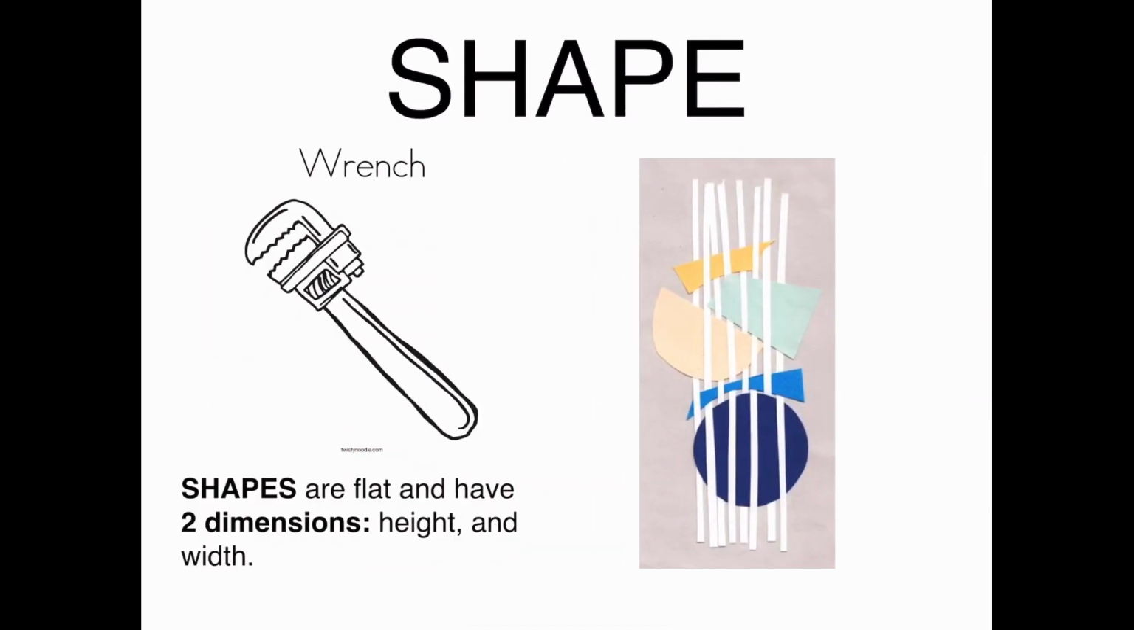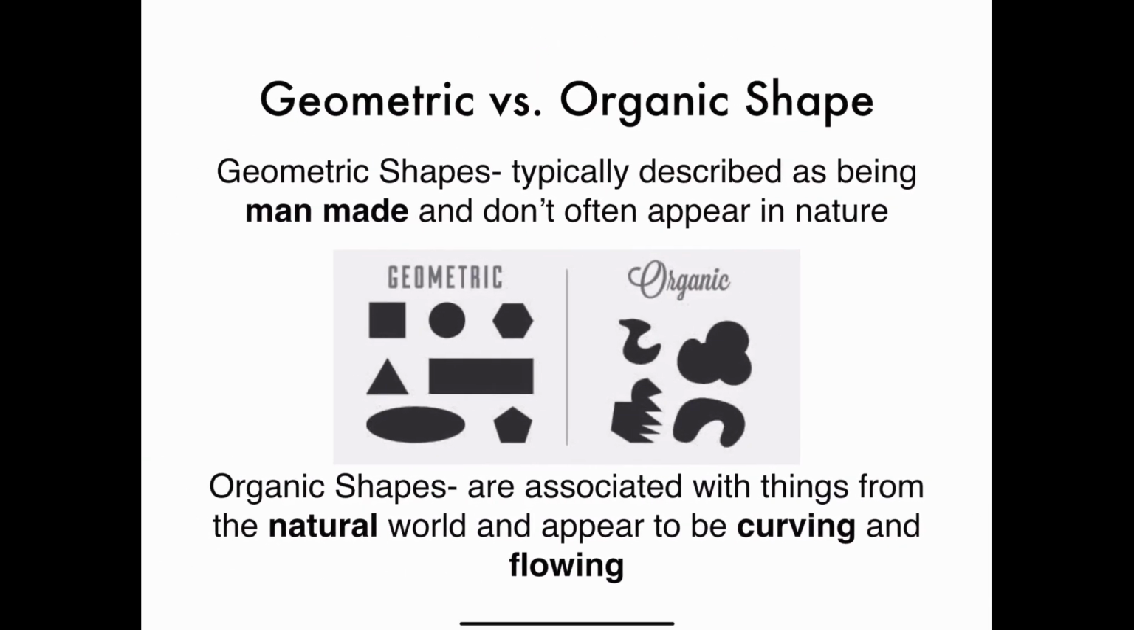Here we have shapes drawn in, or actually cut into, a piece of a collaged artwork. Notice that there's no depth, it's just two dimensions, height and width, so these would be considered shapes. Now with shapes, there are two different kinds that we can use as artists: geometric and organic. Geometric shapes are typically described as being man-made and don't often appear in nature.